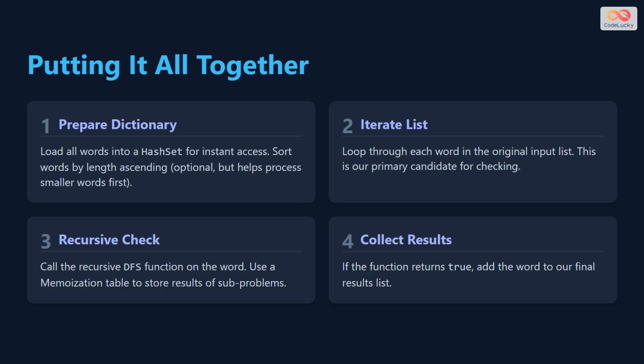So the full implementation plan is: first, load all words into a hash set for fast access. Second, iterate through your input list. Third, for each word, apply our recursive depth first search function with memoization. Finally, collect all words that return true.